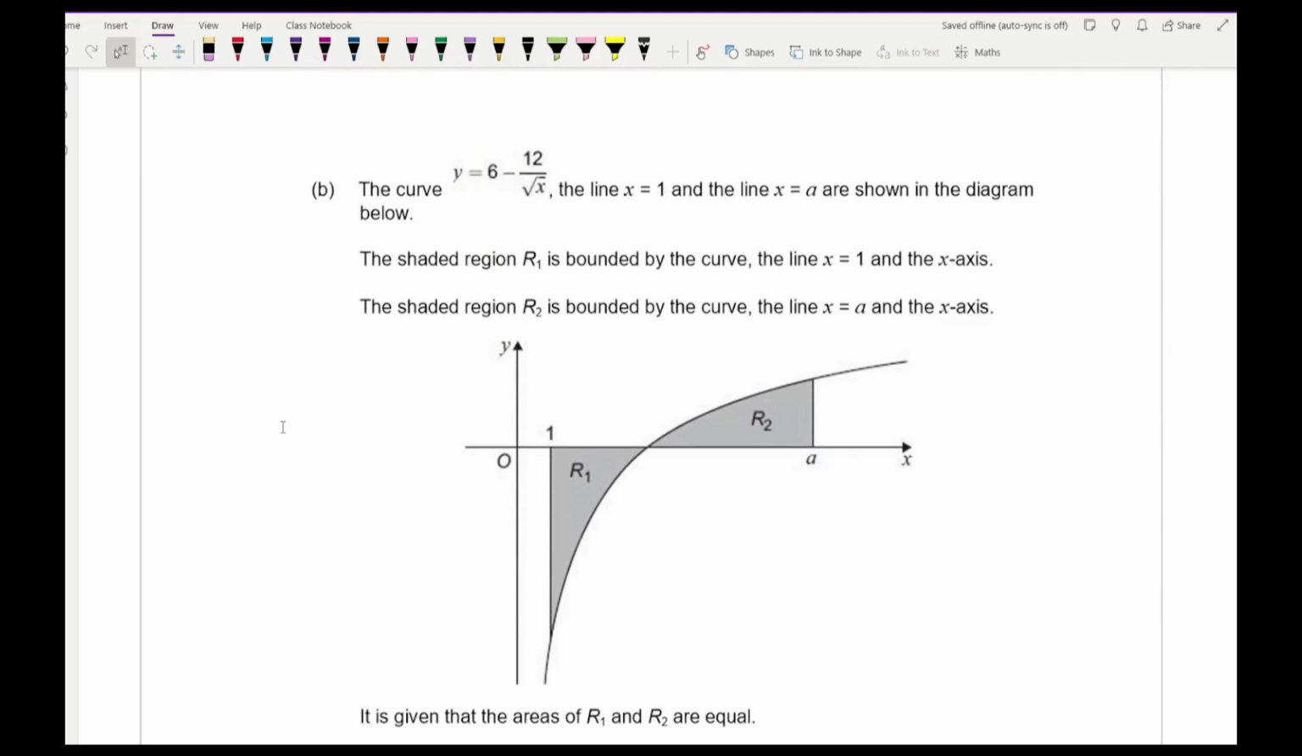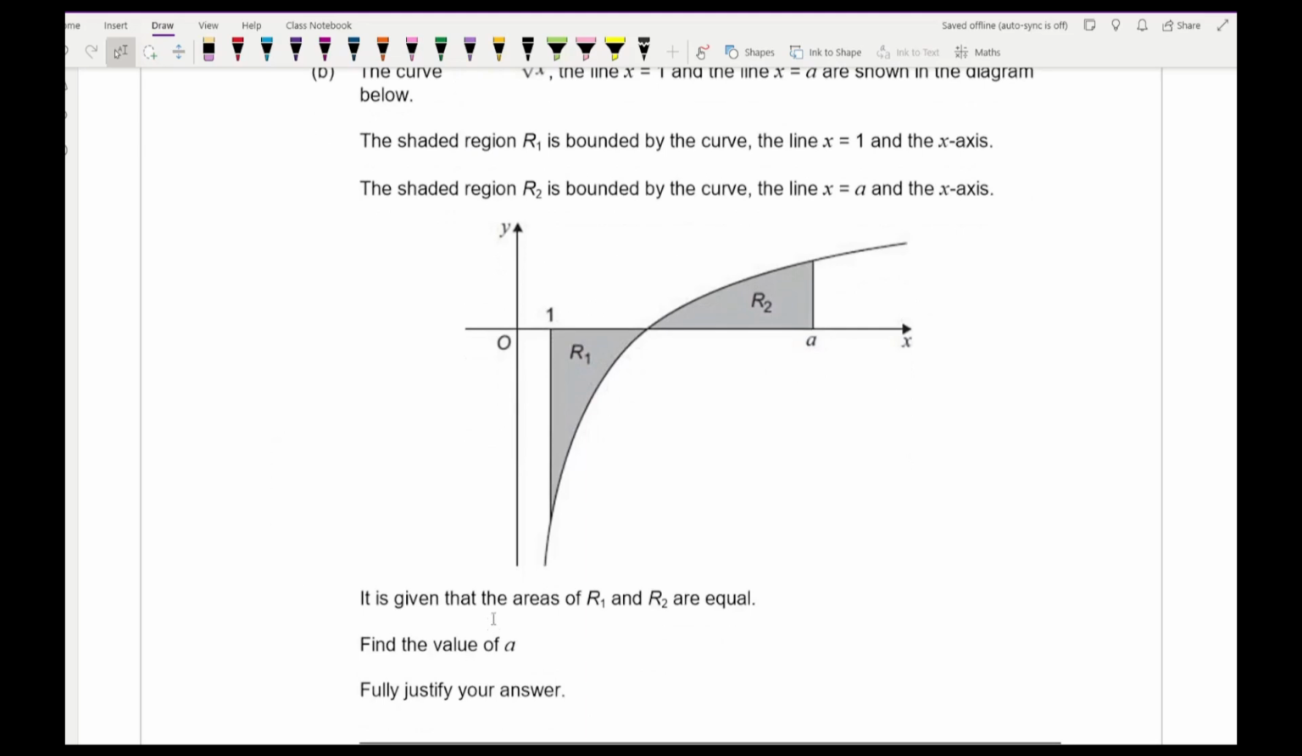The line x equals 1 and the line x equals 8 are shown in the diagram below. The shaded region of R1 is bound by the curve with the line x equals 1 and the x-axis, and the shaded region of R2 is bound by the curve, the line x equals a and the x-axis. It says that it's given that these areas of R1 and R2 are equal. Find the value of a.